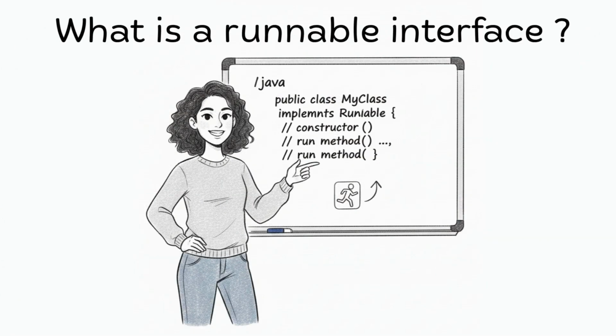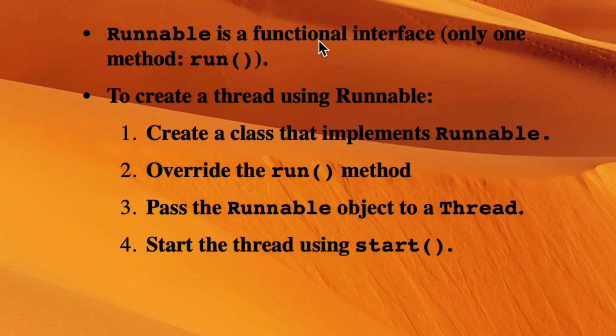Now, what is a Runnable interface? Let's see. Runnable is a functional interface that only has one method, run. To create a thread using Runnable, first we have to create a class that implements Runnable. Then we have to override the run method. Then pass the Runnable object to the Thread and start the thread using the start method.